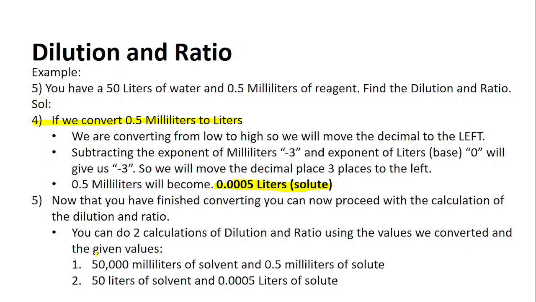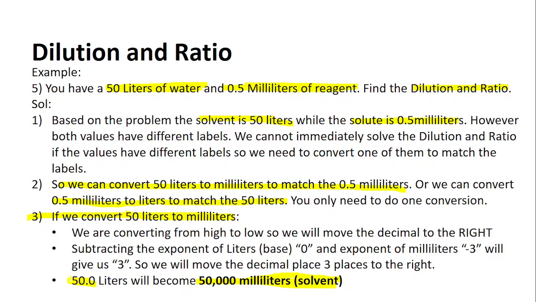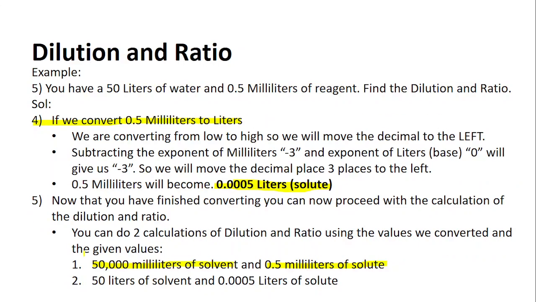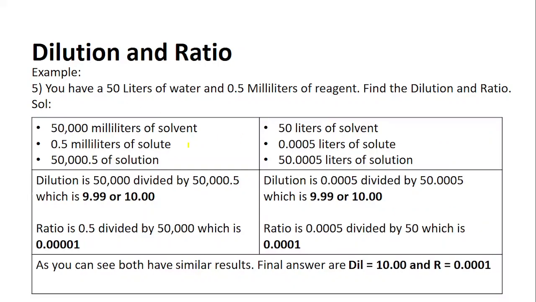So, you can do two calculations. First is 50,000 milliliters of solvent and 0.5 milliliters of solute, which we solved earlier. Or the second, 50 liters of solvent and 0.5 liters of solute, which is the converted one. Here we can see the two computations. You can perform either this or this, depending on you, whichever conversion or process is easier for you. But the final answers are exactly the same.